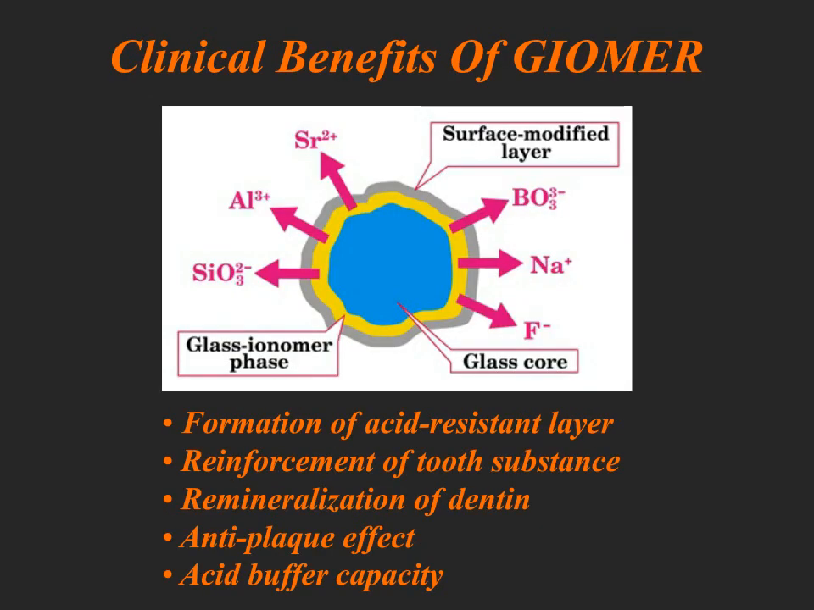Clinical benefits of a GIOMER: formation of acid-resistant layer, reinforcement of tooth substance, remineralization of dentin. The big thing here with ion release is anti-plaque effect and acid buffering capacity. So again, patients that don't know which end of the toothbrush has the bristles, particularly in the class 5 areas where decay around the gum line and plaque accumulation is frequent, this is a good material to consider.